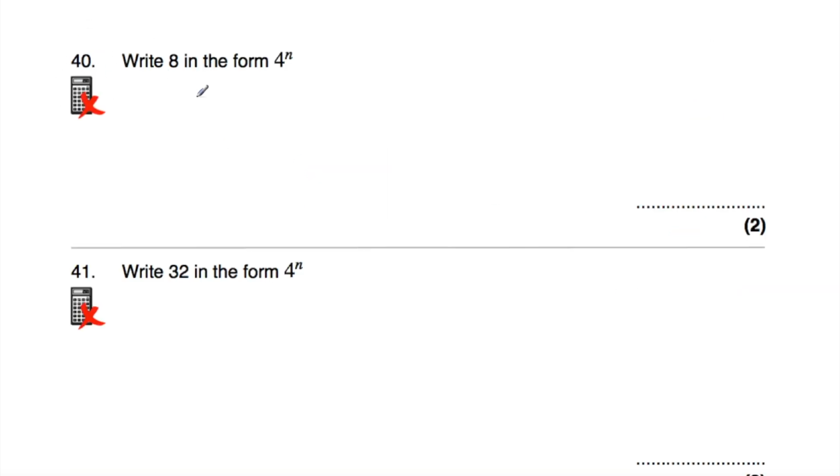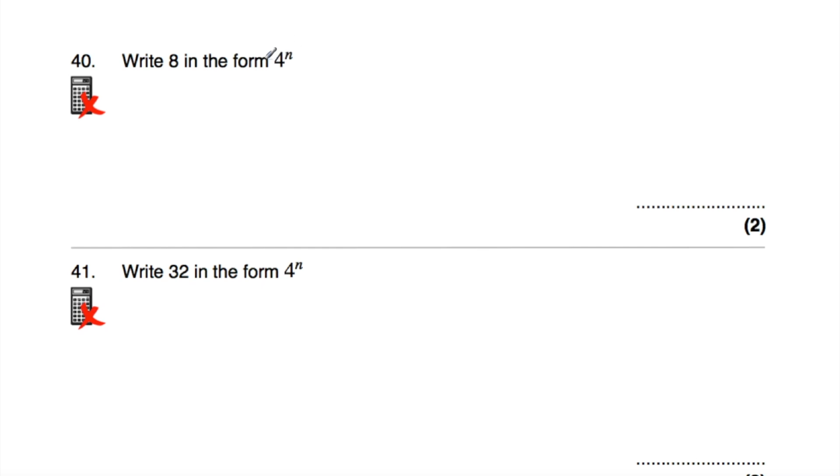Okay, so question number 40. Question number 40, we've been asked to write 8 in the form of 4 to the power of n. So if we wanted to get 8 and we've got 4 to the power of n, what power would we raise 4 by to get to 8? Now we can't just do it in one go. You can't just do like 4 squared is 8 or anything like that there, because 4 squared is 16, so it's definitely not the case.